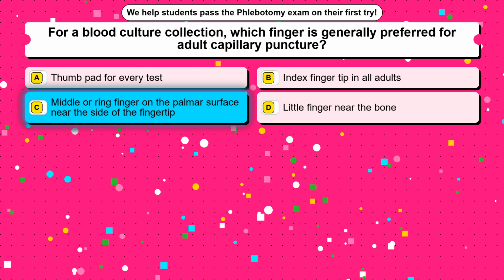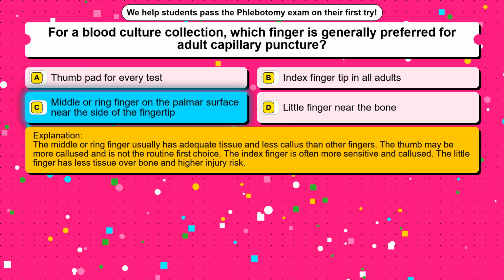Middle or ring finger on the palmar surface near the side of the fingertip. The middle or ring finger usually has adequate tissue and less callus than other fingers. The thumb may be more calloused and is not the routine first choice. The index finger is often more sensitive and calloused. The little finger has less tissue over bone and higher injury risk.